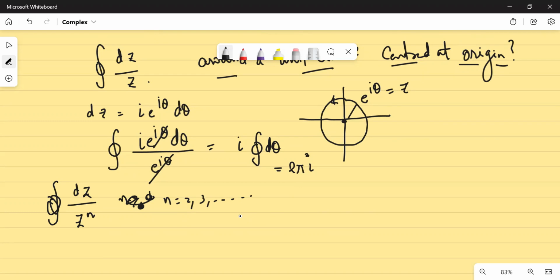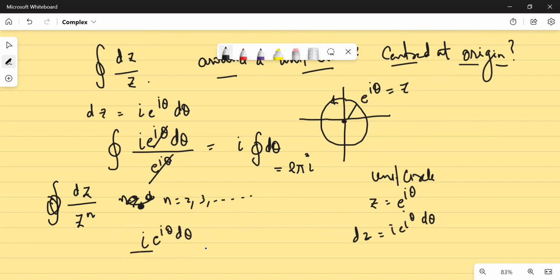What will be the answer to this? So clearly, again, I'm moving on the unit circle. If I'm moving on the unit circle, my z will be equal to what? z will be equal to e^(iota theta). dz will be equal to what? Iota e^(iota theta) d theta. So I'll simply write iota e^(iota theta) d theta divided by z to the power n, so e^(iota n theta), right?